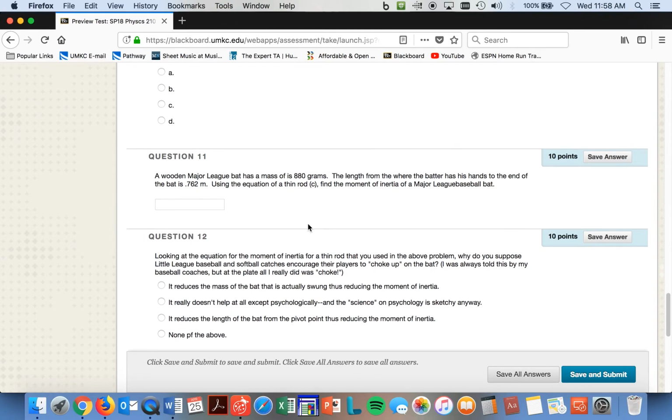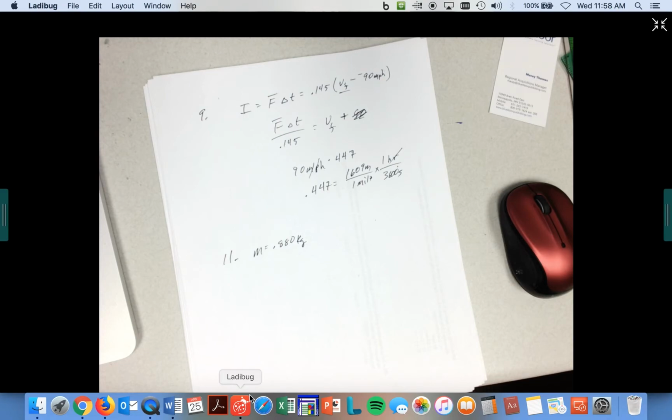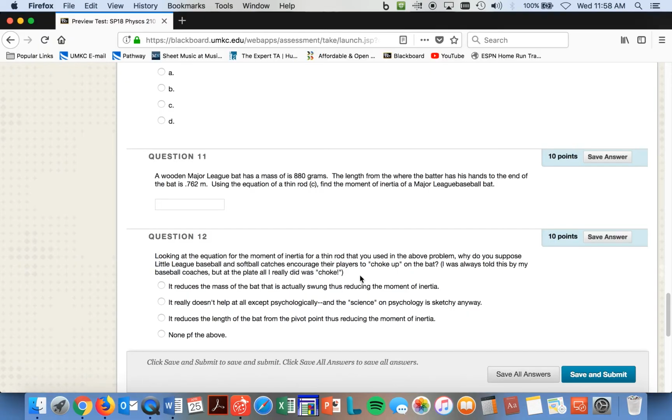Okay, now here is question 11. A wooden Major League bat has a mass of 880 grams. So the mass is equal to 0.880 kilograms. Now the length from where the batter has his hand, so that'll be the end, to the barrel is about 0.762, so the length is equal to 0.762 meters.